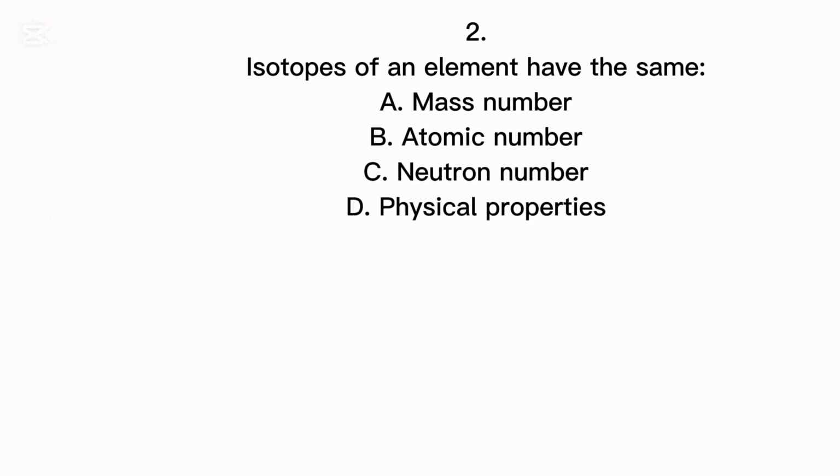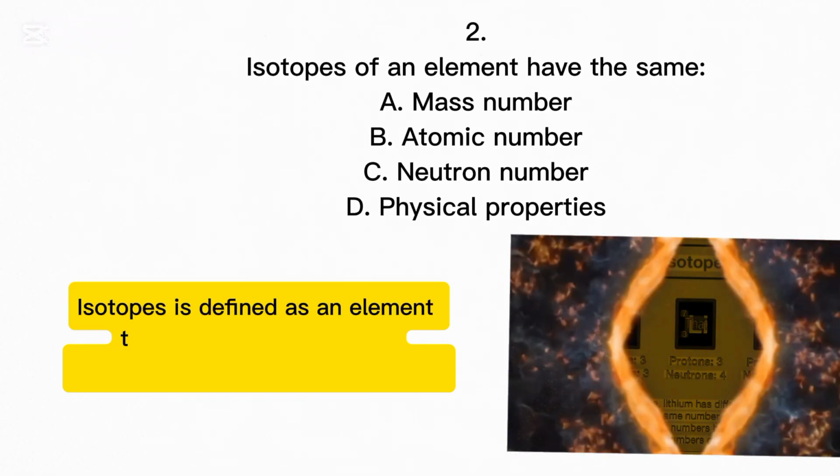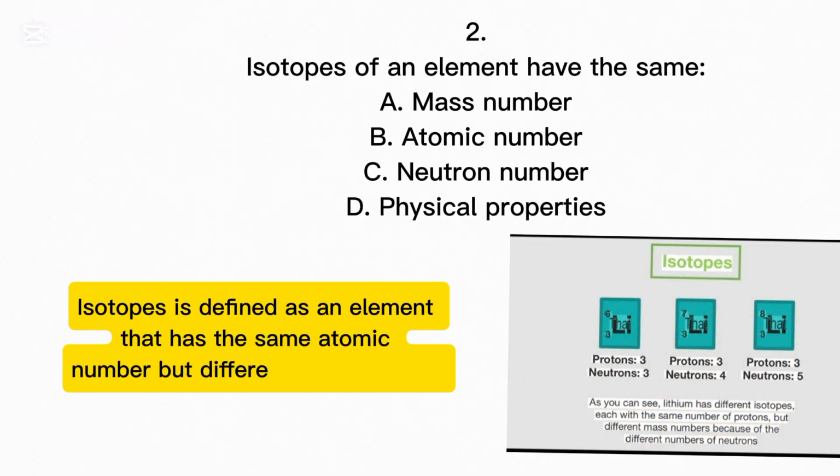Now, you can see that A and B are almost similar. Somebody may think that mass number is the right answer. But the right answer there is atomic number, because isotopes of an element are defined as atoms of an element that have the same atomic number but different mass number.